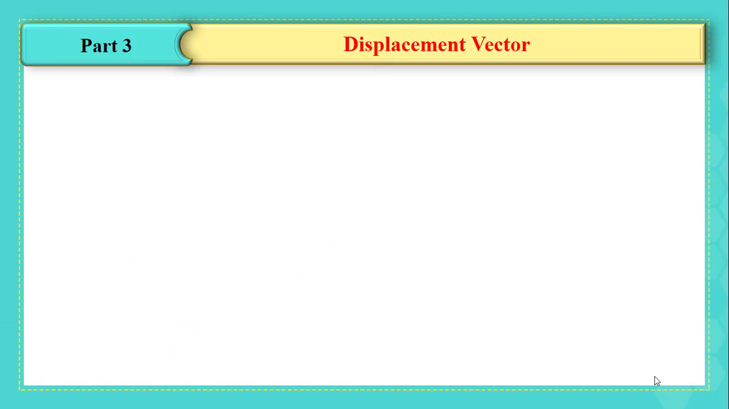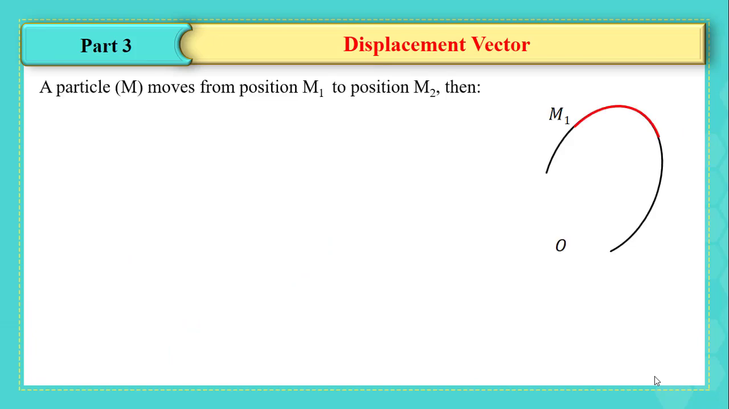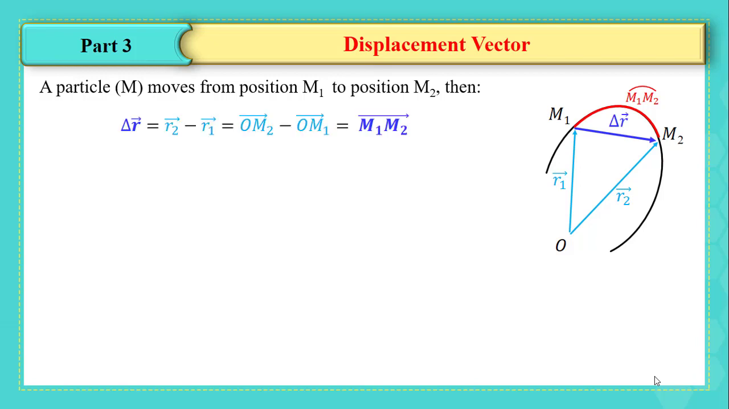Let's now study the characteristics of the displacement vector. A particle M moves from position M1 to position M2, where r1 is the position vector corresponding to M1, and r2 is the position vector corresponding to M2, and delta r is the displacement vector. Then it is calculated using r2 minus r1, which is equal to OM2 minus OM1, equal to the vector between the 2 points M1 and M2. What are the characteristics of this vector?